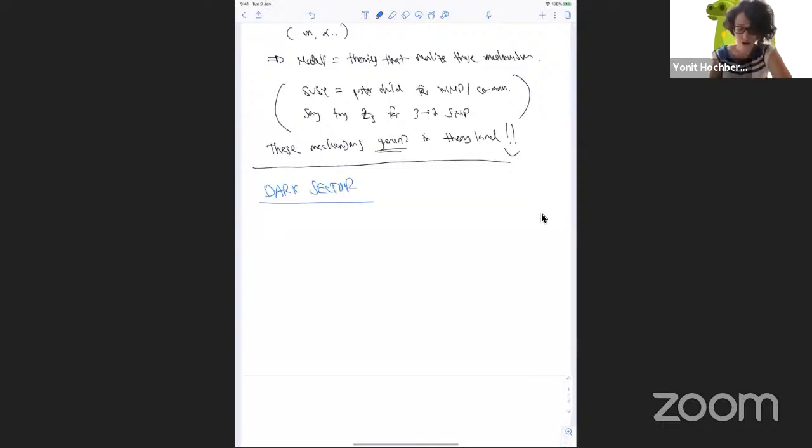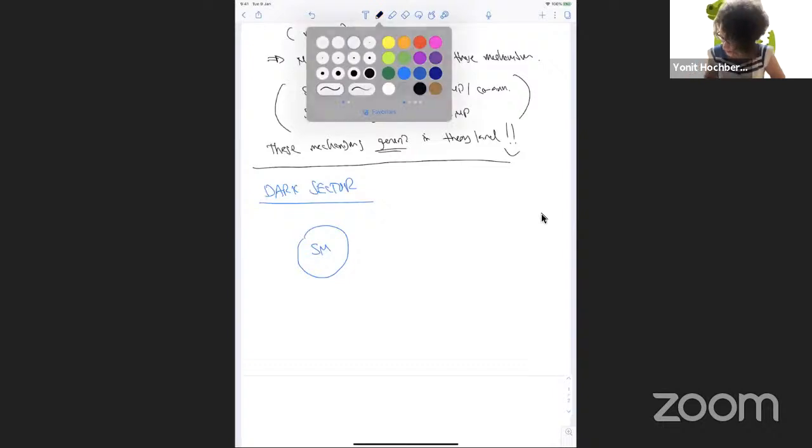Okay, so what exactly do I mean by a dark sector? We'll just think about our ordinary standard model. Okay, so here's my standard model. And this standard model is, sometimes we call it the visible sector, right? These are all the particles that we know and love. And we know that there is a huge zoo of these particles, right? It's not one particle, two particles. There's a whole zoo of particles.